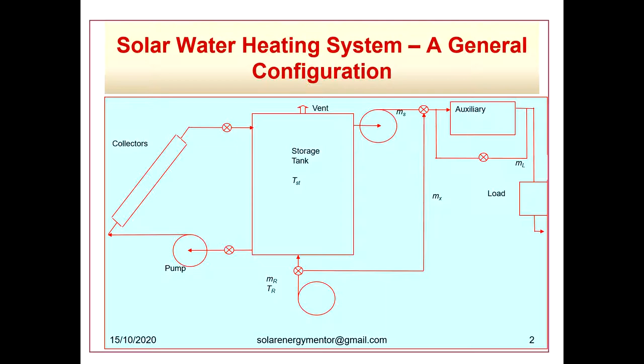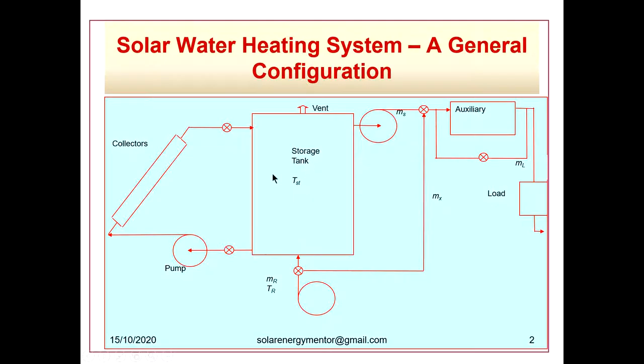So this figure shows a general configuration of a solar water heating system. The system consists of a set of collectors. These collectors may be flat plate collectors or concentrating collectors. These collectors receive solar heat with the help of solar radiation, and this solar heat is extracted by circulating water through the collector.